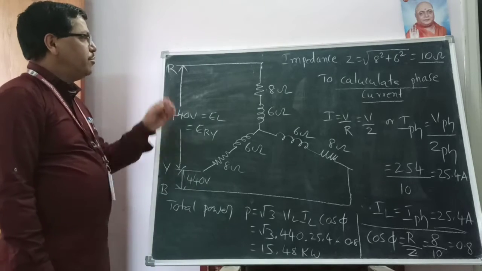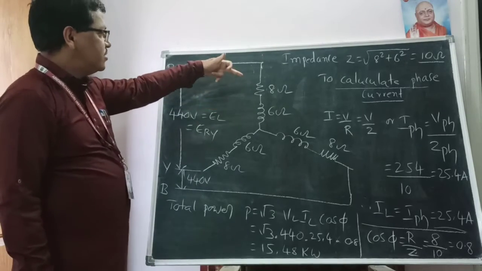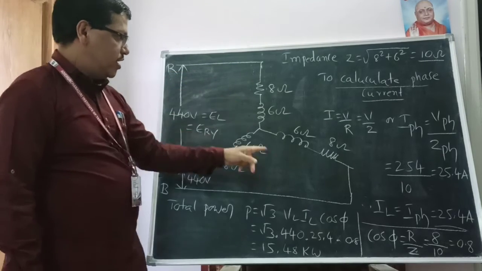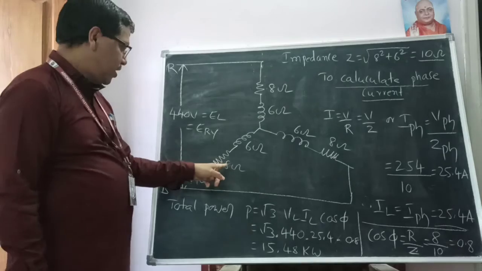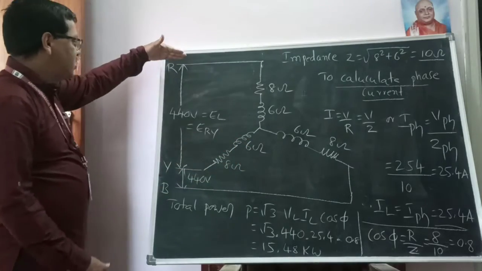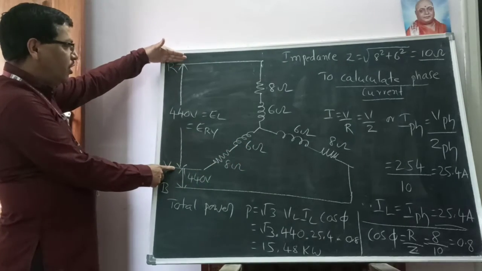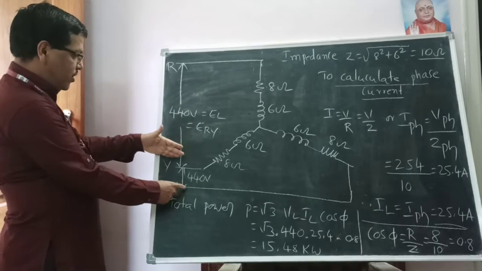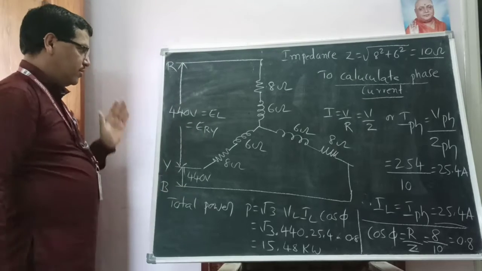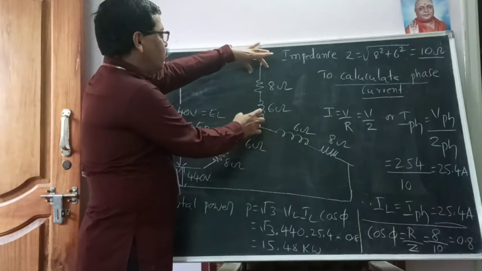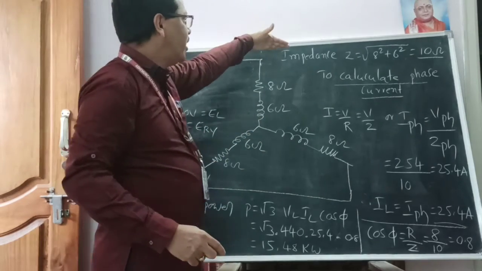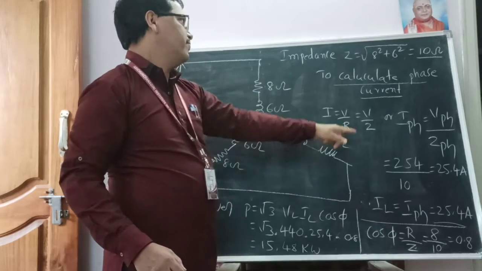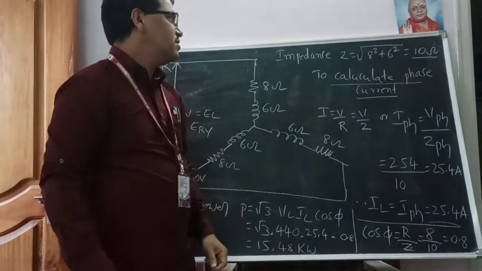As per the impedances given, in one phase we have 8 ohm resistance and 6 ohm inductive reactance, and once again here 8 ohms and 6 ohms, and here 8 ohms and 6 ohms. This is the line voltage, 440 volts. We will call that EL or ERY also. So here also 440 volts, and the remaining also 440 volts. This is the one impedance connected to one phase. To calculate the impedance, Z is equal to root of R square plus XL square, that is 8 square plus 6 square, and the answer is 10 ohms.